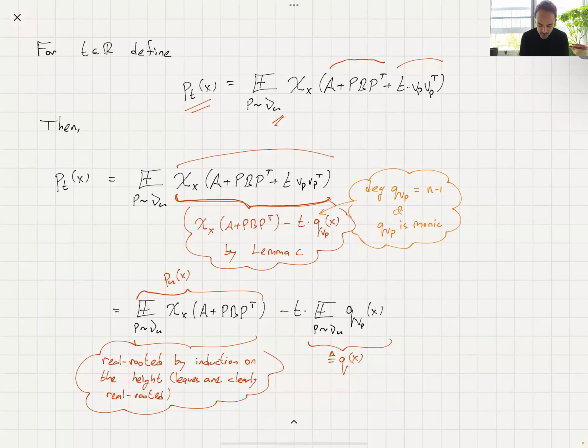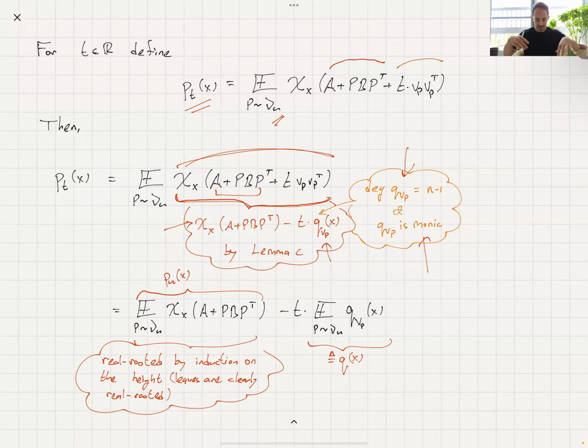Right, so I can write this polynomial PT as the characteristic polynomial of this matrix, A plus PBP transpose, minus t times some polynomial q, but I want to express the fact that q depends on VP, so I call it QVP of X. Okay, and that polynomial has degree at most n minus 1, but it's actually exactly n minus 1, and it's monic. It's just a determinant of xI minus something of size n minus 1. Good.